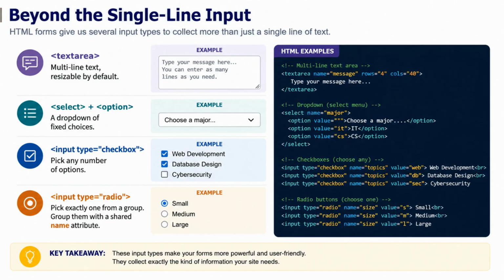And the detail worth emphasizing since it trips students up: radios must share the same name attribute to actually behave as one group. If the names differ, multiple radios can end up selected at once, which defeats the purpose.